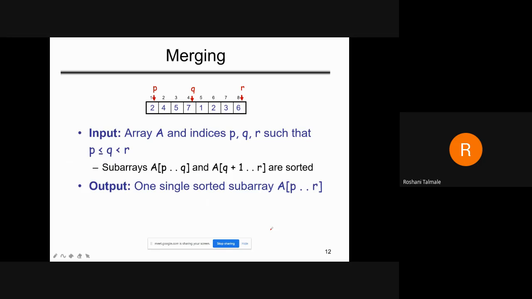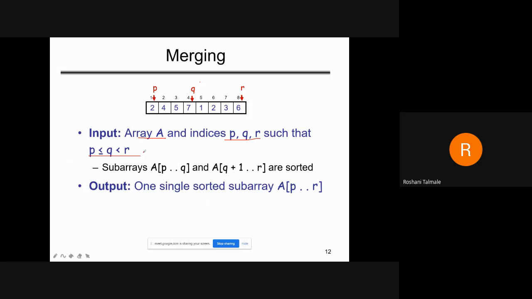Now for merging, what will be the output? Again we will see, P is the first element, R is the last element, and Q is the middle element, because Q is nothing but P plus R divided by 2. So what is the input for merge sort and what is the output for merge sort? Because after this we will explain the pseudocode in detail. So remember, array A and indices, that is other parameters, are P, Q, R, such that P is less than Q is less than R.